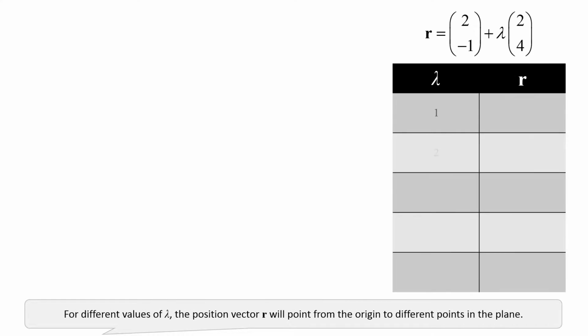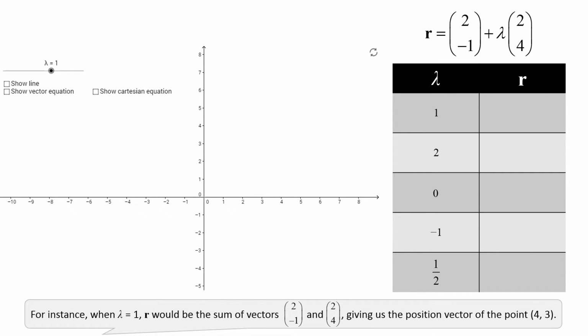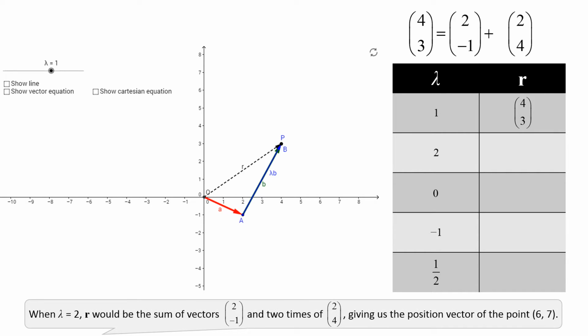For different values of lambda, the position vector r will point from the origin to different points in the plane. For instance, when lambda equals 1, r will be the sum of the vectors (2, -1) and (2, 4), giving us the position vector of the point (4, 3). When lambda equals 2, r would be the sum of the vector (2, -1) and 2 times (2, 4), giving us the position vector of the point (6, 7).